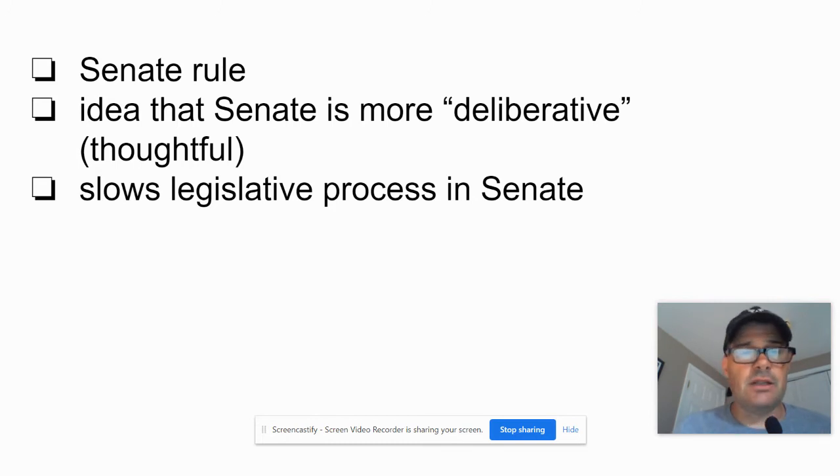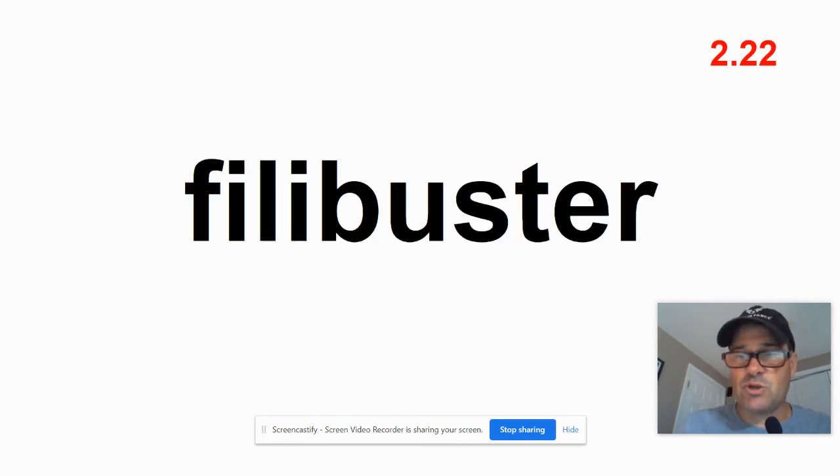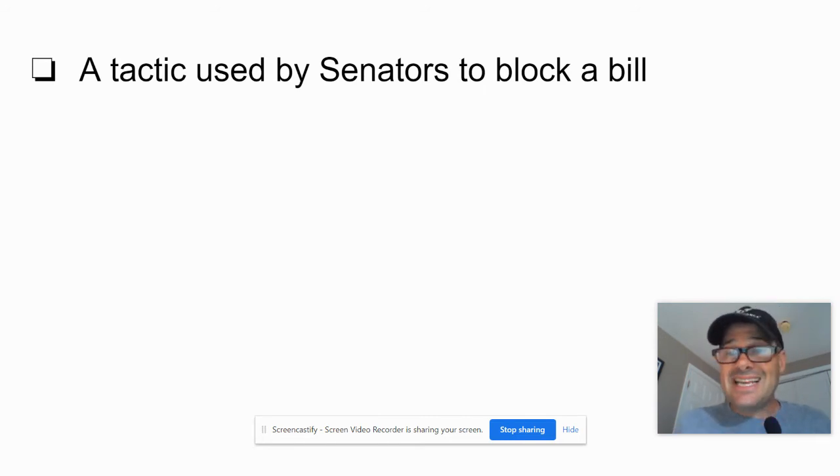As part of that unlimited debate, there is a famous rule called a filibuster, number 2.22. You've probably heard of the filibuster. Most people, when they hear filibuster, just think of unlimited talking, and there's some truth to that. It falls into the unlimited debate aspect. So, backside flip, filibuster. This is a tactic used by senators to block a bill.